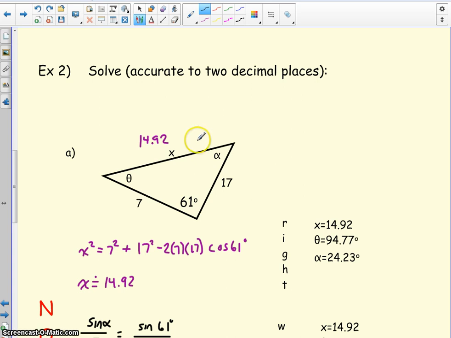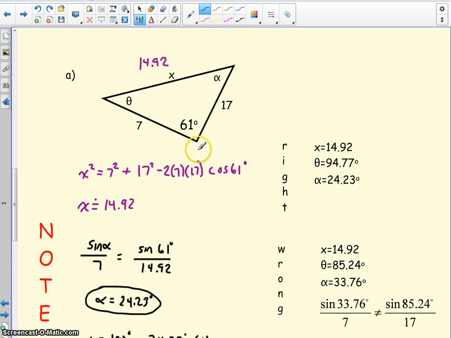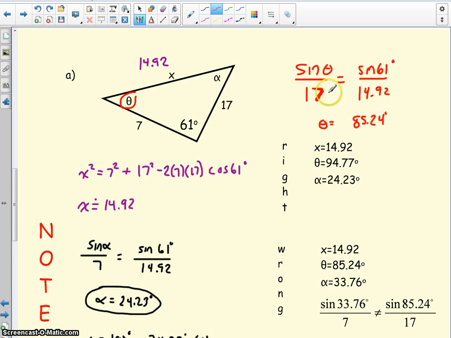The problem with this triangle is that there's an obtuse angle in it, and you can't tell based on the diagram. We didn't know when you drew the diagram, but if you happen to set up the sine law to solve for theta first, you'd have had sine theta over 17 equals sine of 61 degrees over 14.92. If you were to do that, your calculator would spit out an answer of 85.24 degrees.